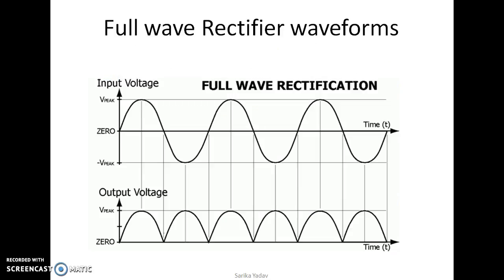This is actual waveform that we are getting with full wave rectifier. If my input waveform is AC signal like this, then I will get the output at the rectifier for each half cycle like this, and this is called as pulsating DC output.